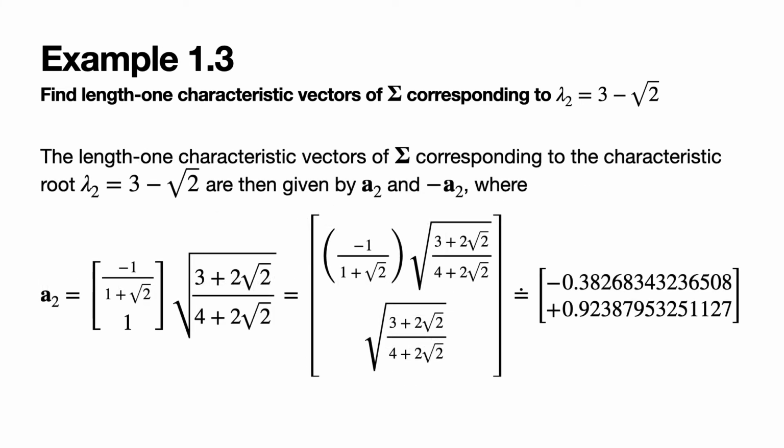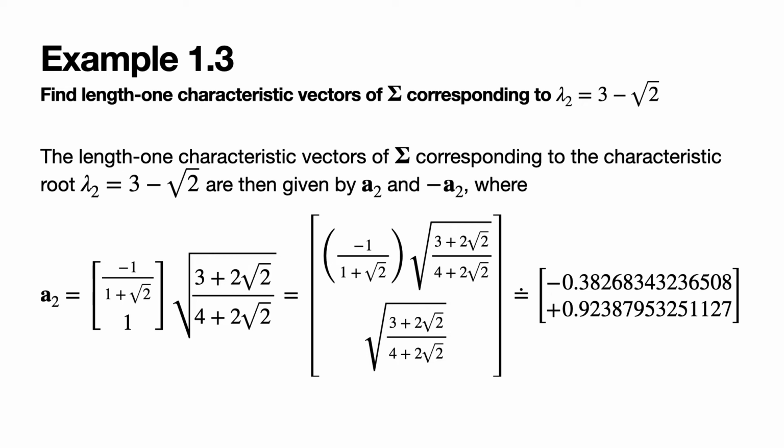And so plugging the positive value in for t into the general form for the characteristic vector, we get the length 1 characteristic vector of cap sigma corresponding to lambda 2. And so you can see here that that vector, which we're denoting by A2, has entries negative 0.3827 approximately in the first row and positive 0.9239 in the second row.